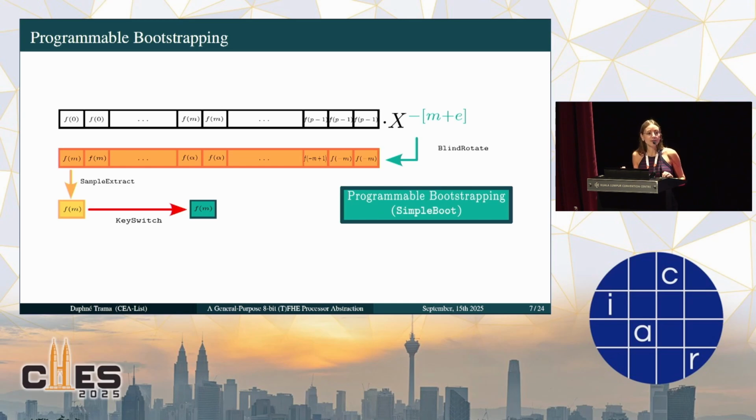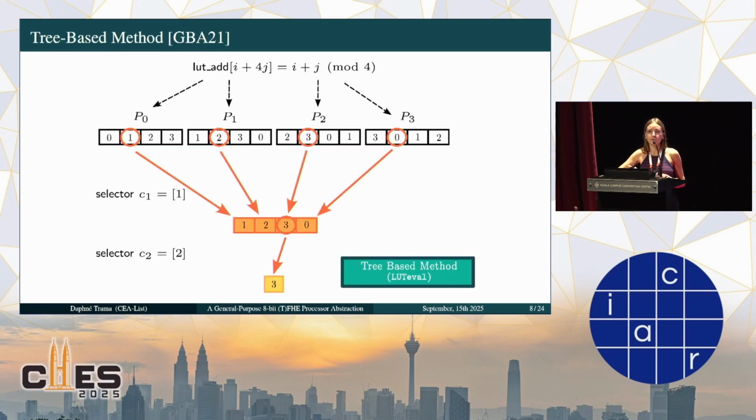So this operation is called functional or programmable bootstrapping, and it allows you to evaluate any univariate function over encrypted data. So it's great, and of course we used it, but for our processor we also wanted to be able to perform multivariate functions, and especially bivariate functions. And to do so, we need a bootstrapping method that allows us to bootstrap on several encrypted inputs. And that's why we chose to work with the tree-based method.